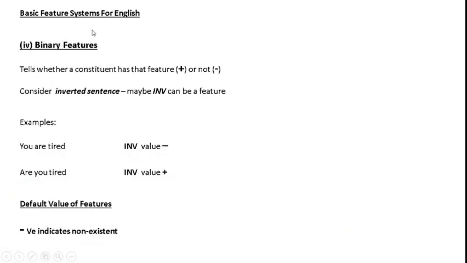Now we have certain other features known as binary features. The binary features are those features which can be optionally present in a component, or can be absent from the component. So they can only have two values, plus or minus. A binary feature having the value plus in a component means that the feature is present in that component, and a binary feature having minus value indicates that the feature is not present in the component. So we will see an example here.